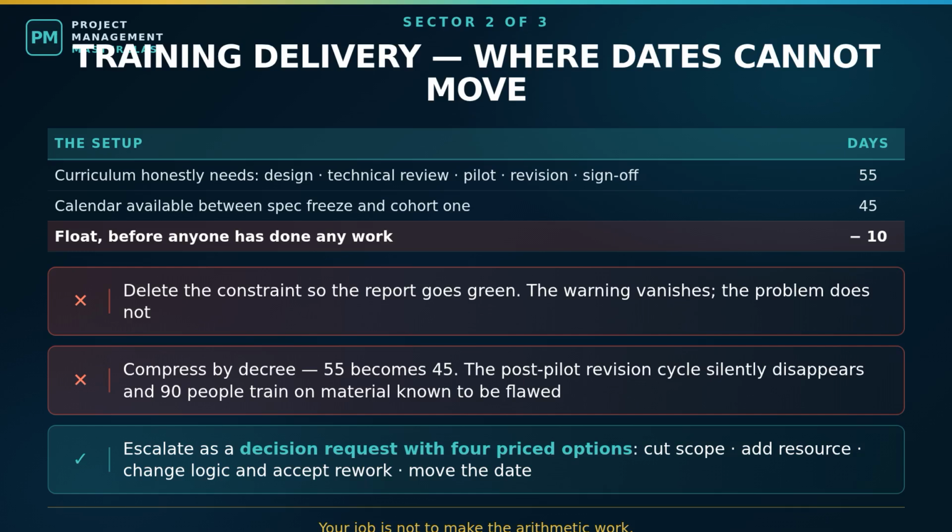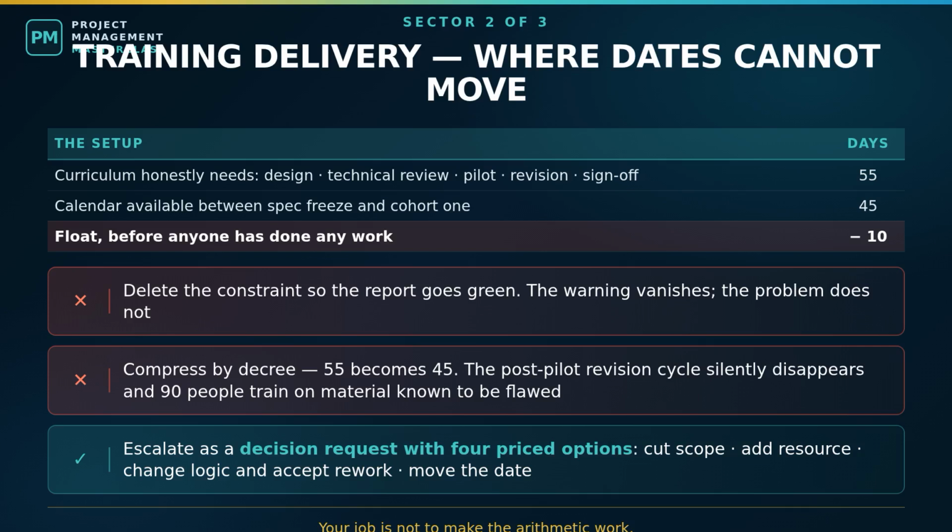Reduce scope, fewer modules in cohort 1. Add resource, a second instructional designer and a parallel review track at a stated cost. Change the logic, starting content design against the draft specification and accepting rework. Or move the date, which the sponsor has already called impossible, but which must still be listed so it is visibly declined rather than quietly assumed away. Present those 4 with costs and consequences.